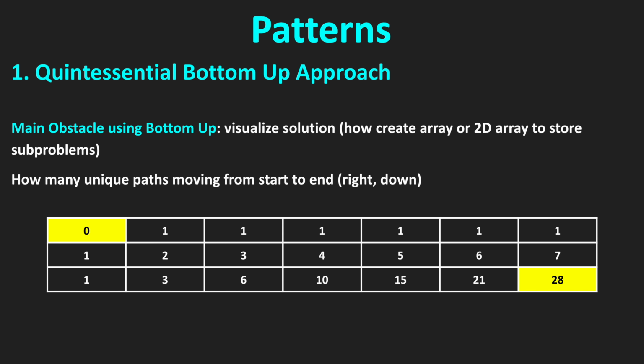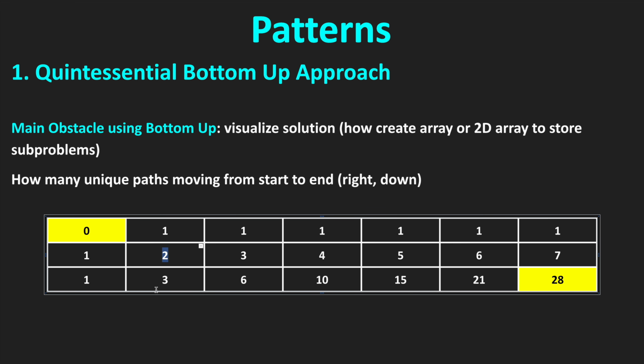So for example, let's take this example. We need to find how many unique paths there are moving from the start to the end, moving right or down. So moving from here to here, how many unique ways? For this row, there is only one way that we can go. We can always go right, so there is only one way, and for the column it's also the same. We can always go down, and we are populating these values, 1 and 1.